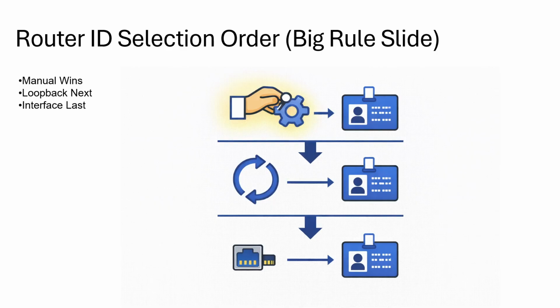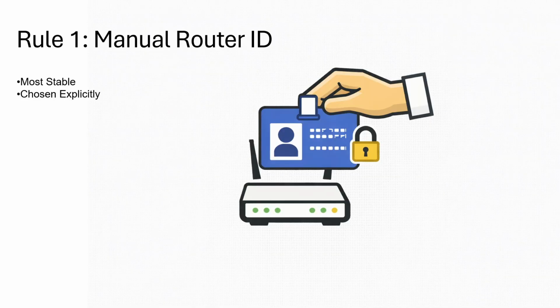Now, let's do the selection order in plain terms. OSPF chooses the router ID using a priority order. Manual router ID, then highest loopback IP, and then highest active interface IP. We'll walk each rule quickly. Rule 1. Manually set router ID. If you explicitly configure a router ID for the OSPF process, that becomes the router ID. This is the most stable choice because you're not leaving it to chance. So conceptually, manual router ID equals highest priority.